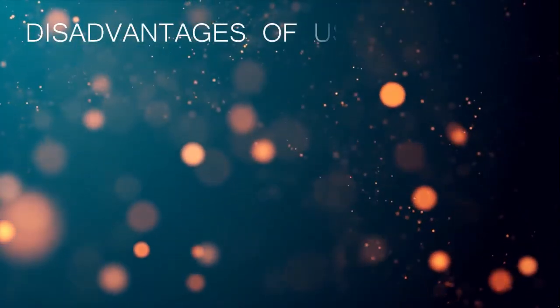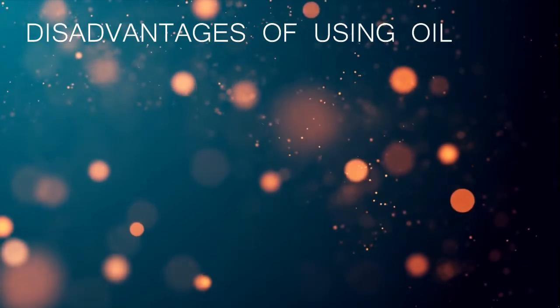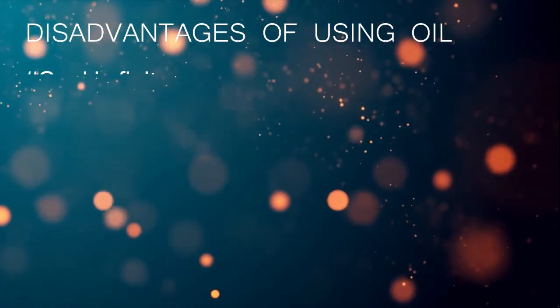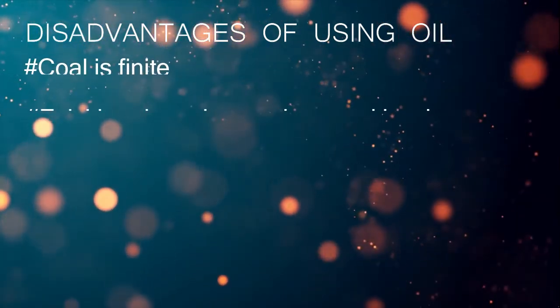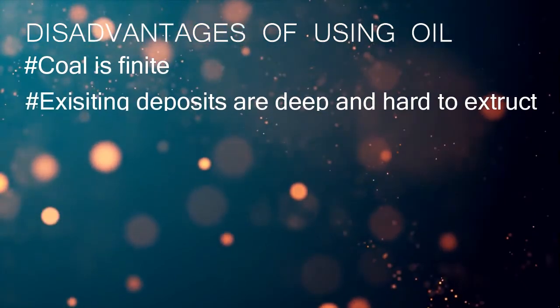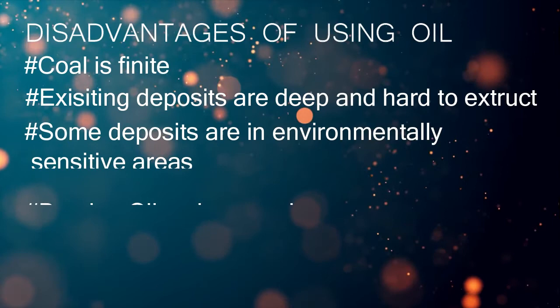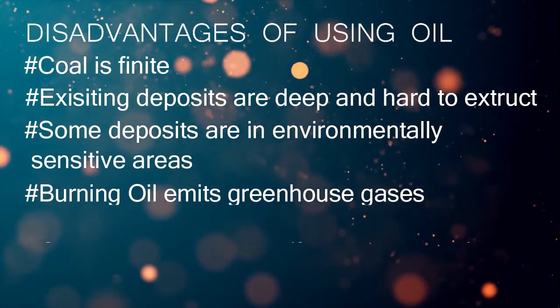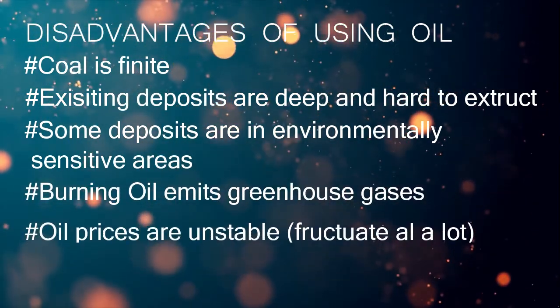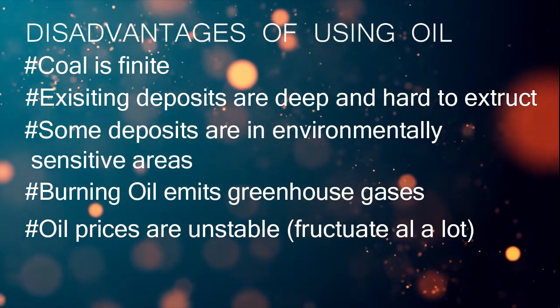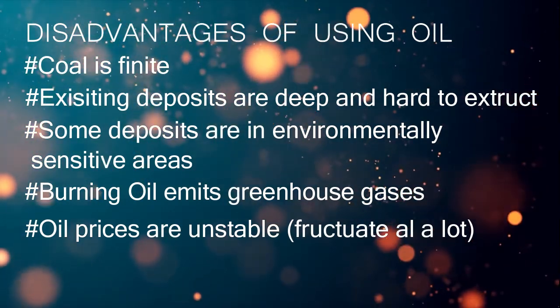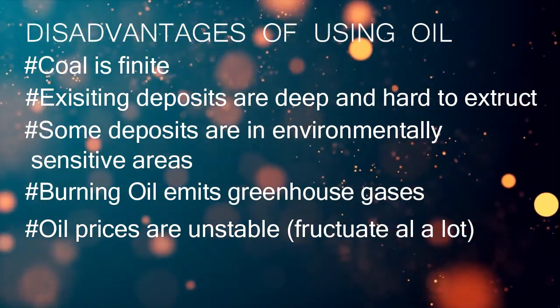However, we should remember that oil, just as coal, is finite, so it will eventually run out. And a lot of oil is located in politically unstable countries, for example, Libya and Iraq. And a lot of oil is located in environmentally sensitive areas. Oil releases large amounts of greenhouse gases when burned, therefore, it is a major cause of global warming.